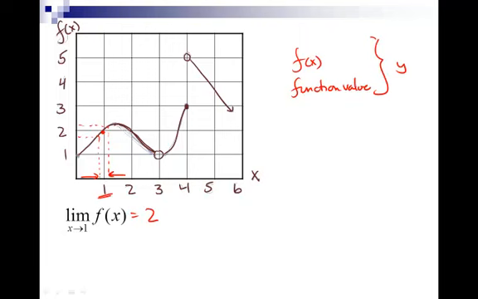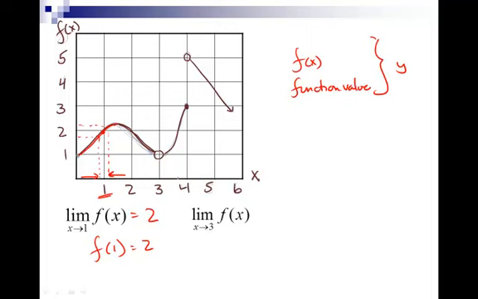Now in this case, the graph is continuous through this section. There's no breaks or gaps. So the function value of f of 1 is also 2. Sometimes the limit is the actual value of the function. Now let's look at the limit of this function as x approaches 3.